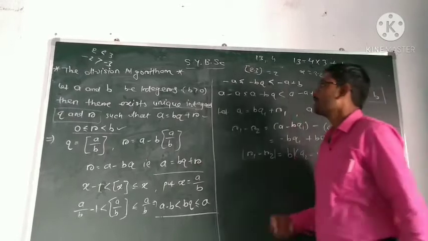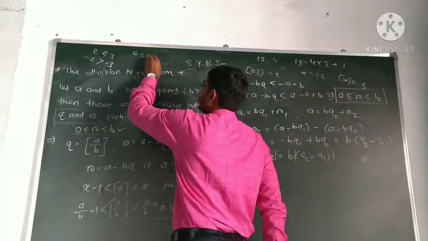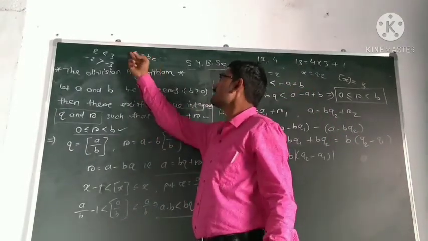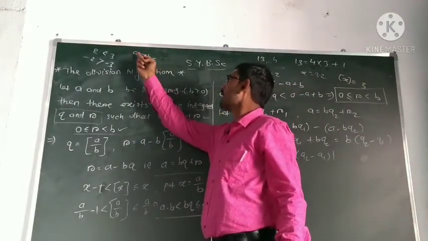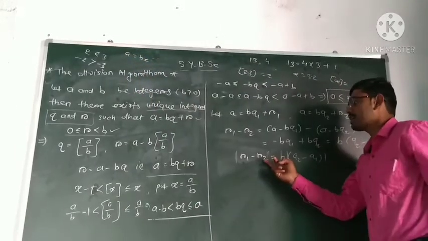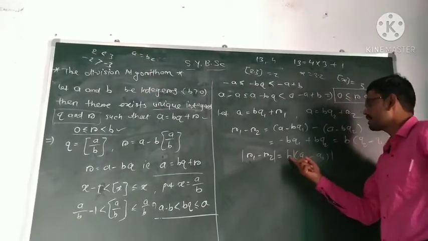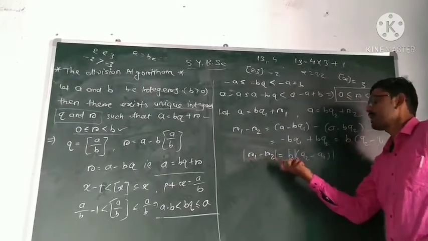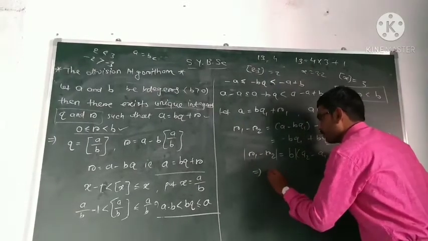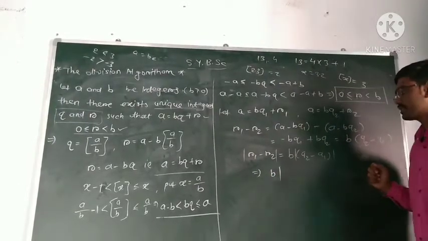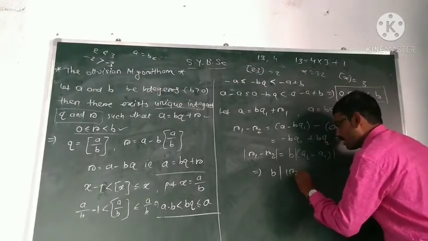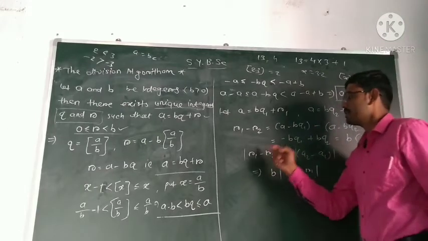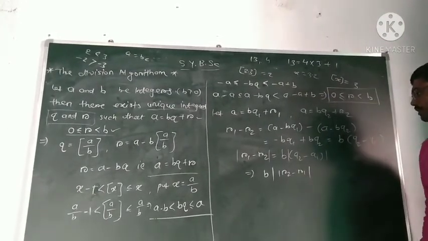Now this looks like A is equal to B into C. We know that if A is equal to B into C, where B and C are integers, then by the definition of divisibility, B divides A. Here R1 and R2 are integers, so R1 minus R2 is an integer, B is an integer, and Q2 minus Q1 is an integer. So this is A, this is B, this is C, and A is equal to B into C. This implies B divides the mod of R2 minus R1, so B divides R1 minus R2.